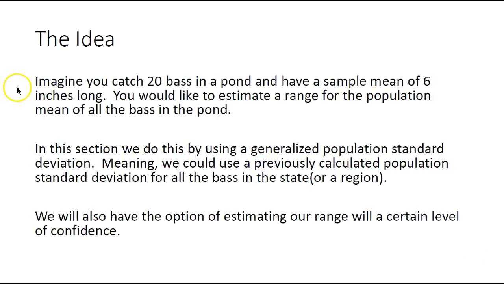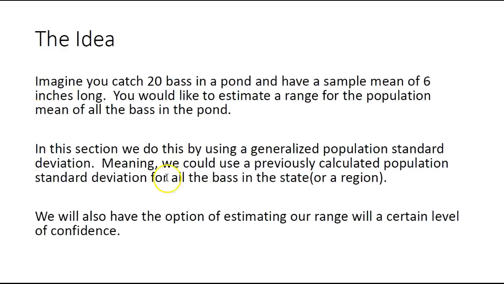So the idea here is that we go out to the pond and we catch 20 bass, and the average length of those from the sample is 6 inches. And we'd like to come up with an estimate, which would be a range, since it's an estimate, for the actual mean of all the bass in the pond. Hopefully we're coming up with an interval or a range that the actual true mean would be within.